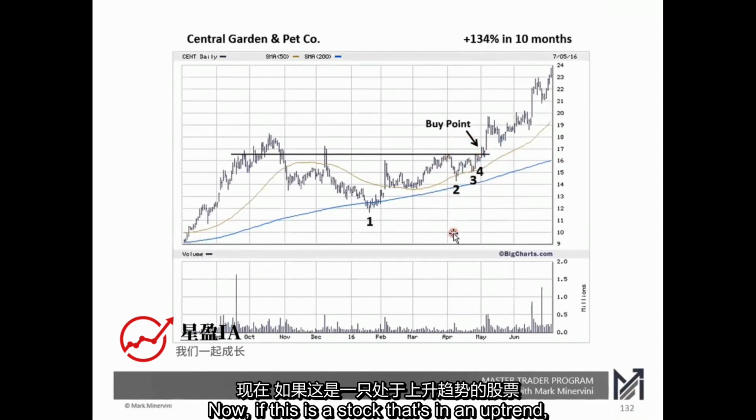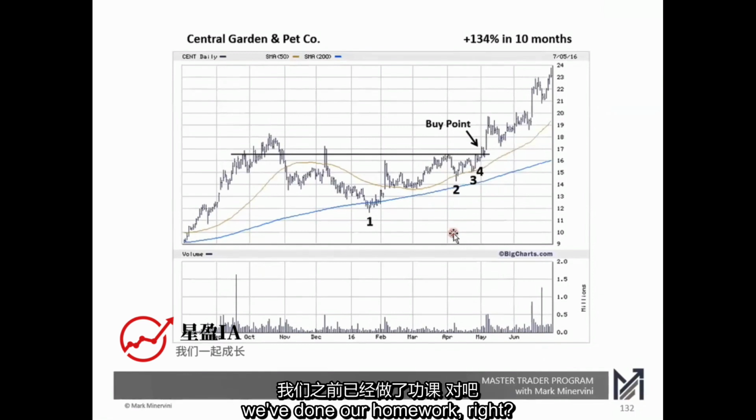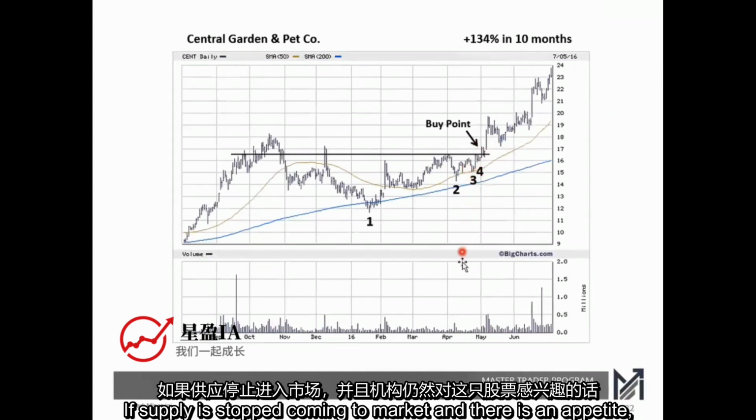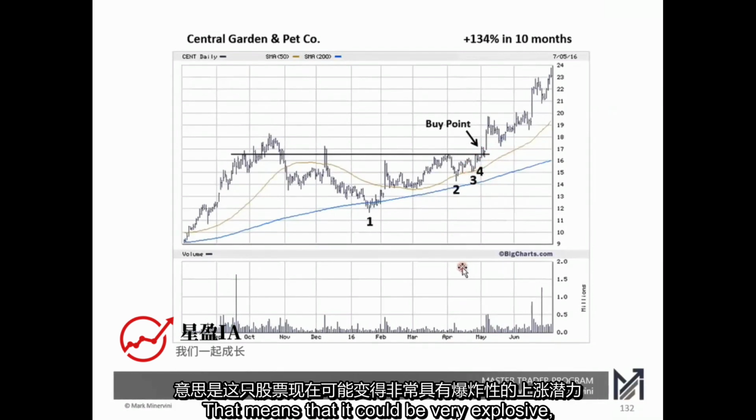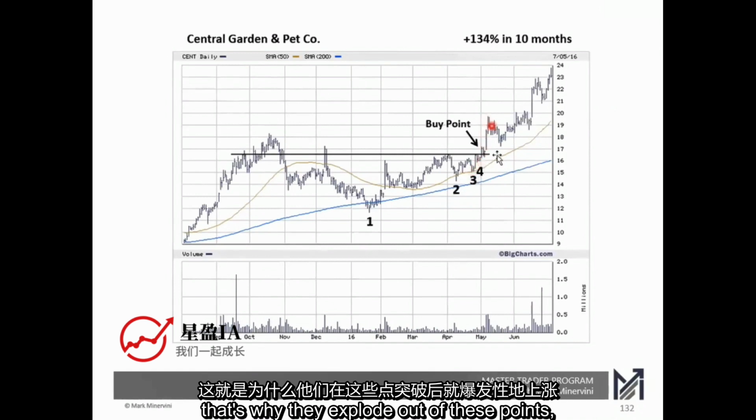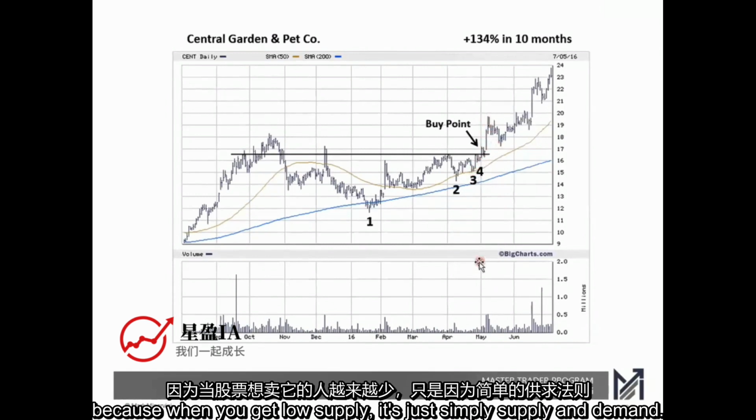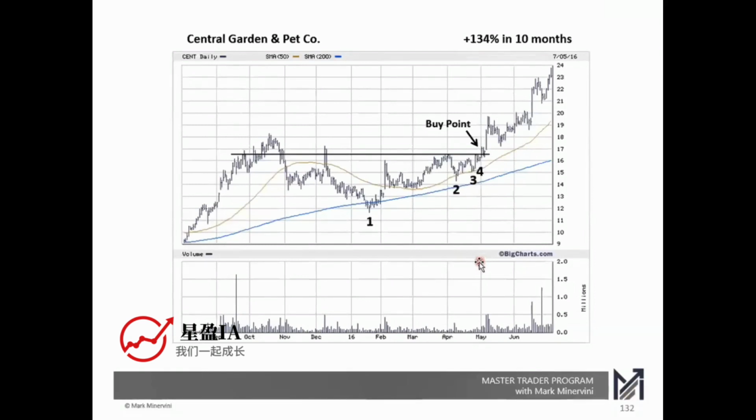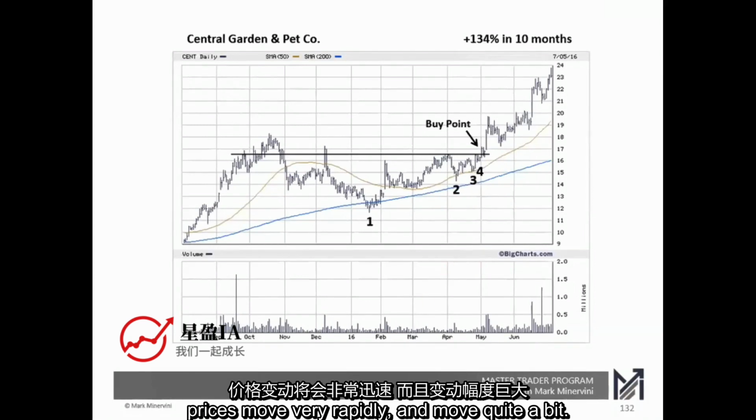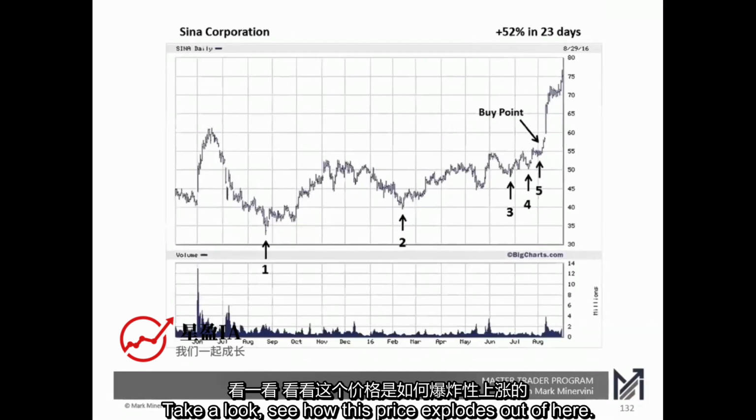Now, if this is a stock that's in an uptrend and we've done our homework right and institutions are indeed interested in this, well, if supply stopped coming to market and there's an appetite, there's demand for the stock, what does that mean? That means that it could be very explosive. And that's why they explode out of these points, because when you get low supply, it's just simply supply and demand. When you get low supply, big demand, prices move very rapidly and move quite a bit. Here's another one. Take a look. See how this price explodes out of here?